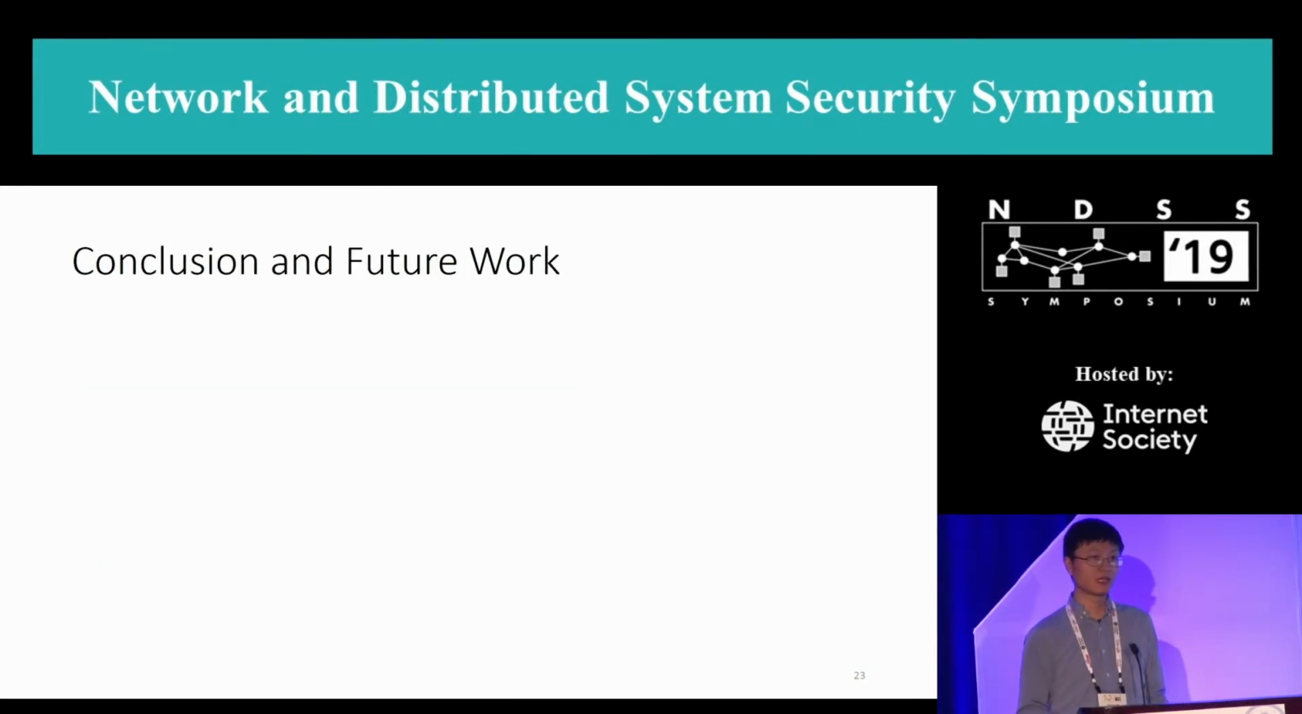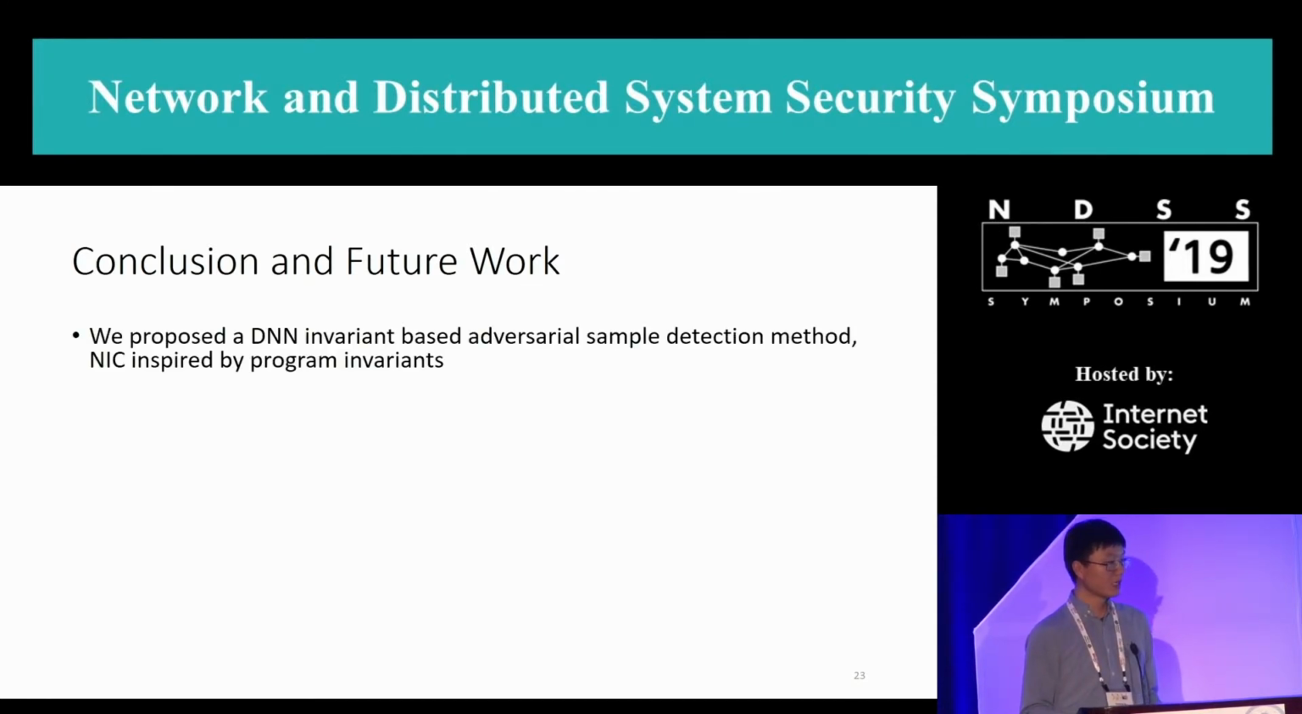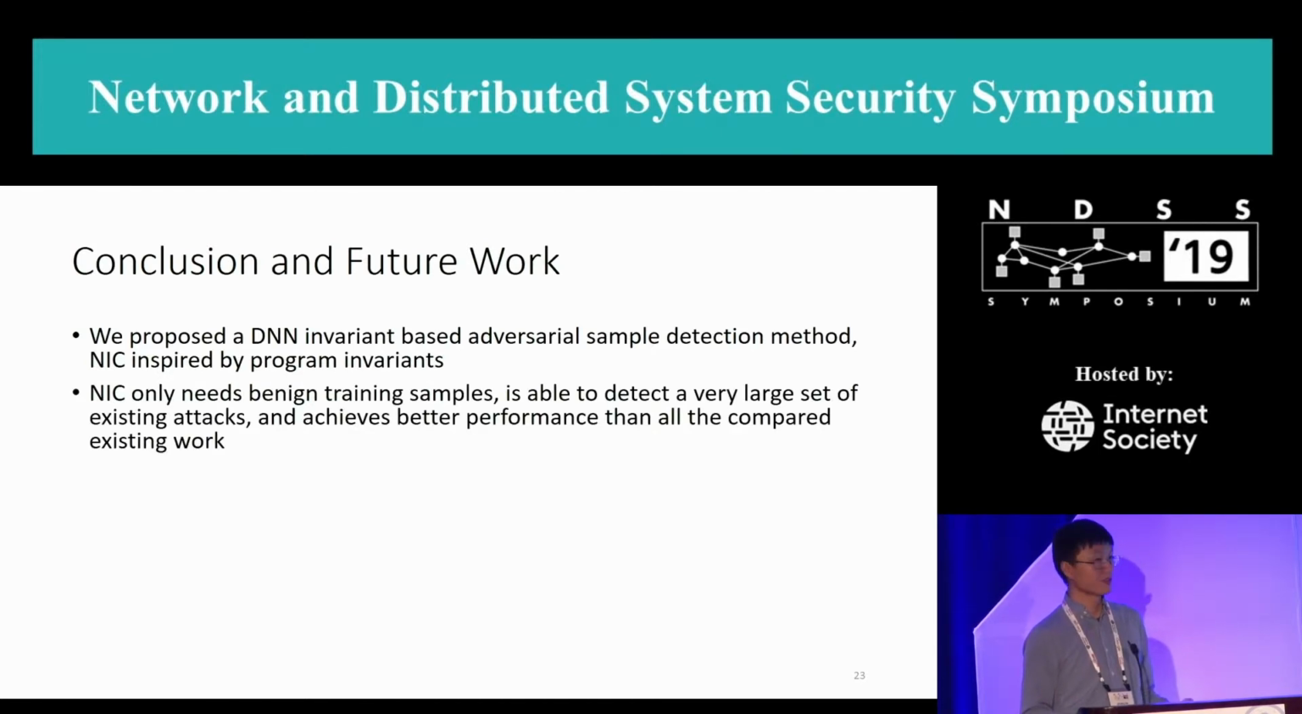We also have a bunch of other results in our paper. If you are interested, please read the paper. As a conclusion, we propose a DNN invariant-based adversarial sample detection method, NIC, inspired by program invariants, and it only needs benign training data. We don't need adversarial samples for this method, and it's able to detect a relatively large set of existing attacks, and it achieves better performance compared with all the work we compared with.